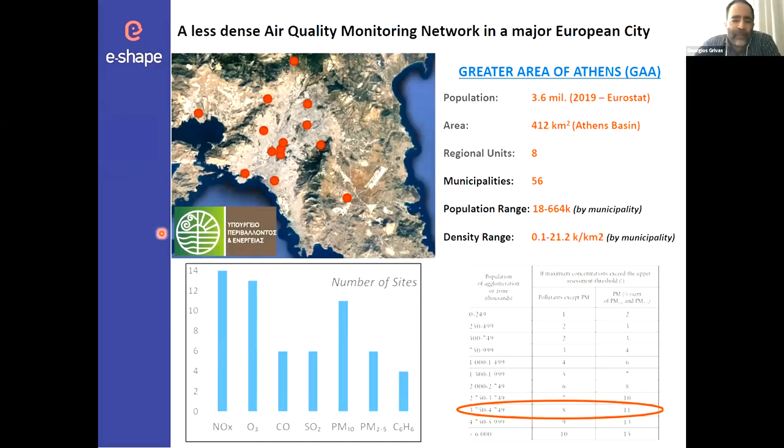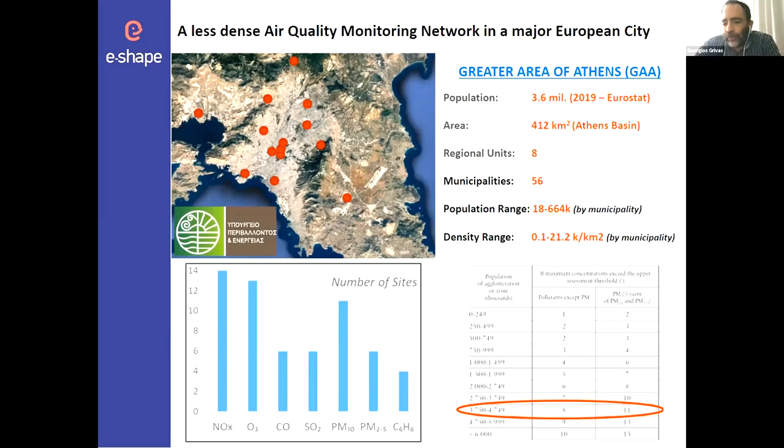In this area, the Greek Ministry for the Environment is operating a regulatory network of 14 fixed stations. Now, those are not many, and what is worse is that they do not all record the full array of regulatory pollutants, as we can see here. For example, PM2.5, which, as we all know, is one of the most important pollutants from a health standpoint, is recorded only at 6 sites.